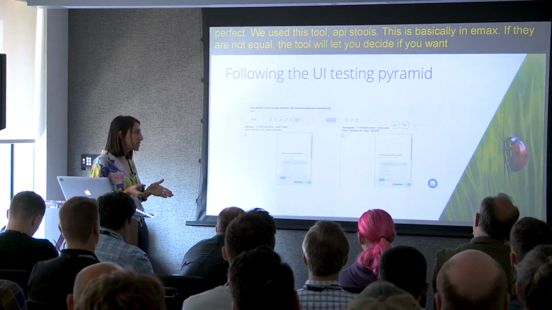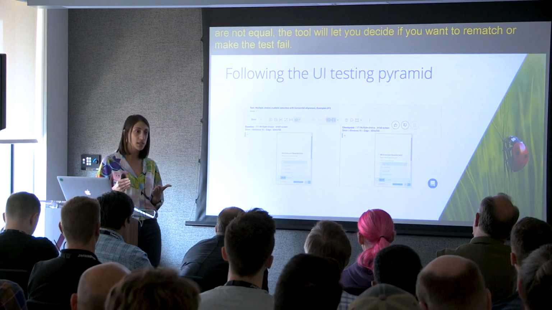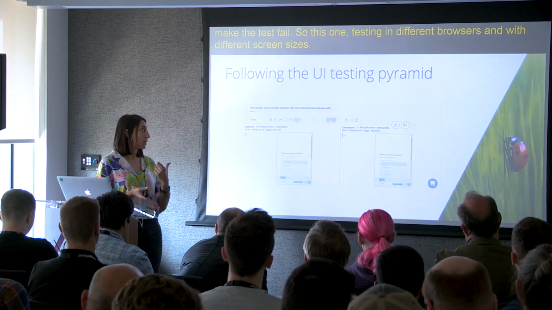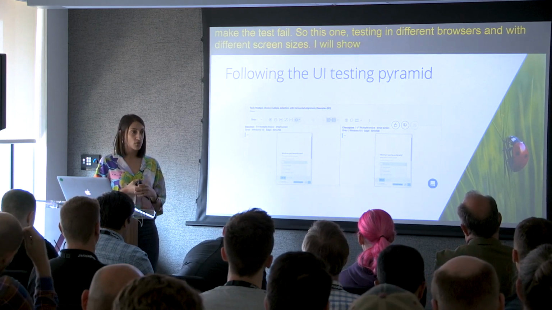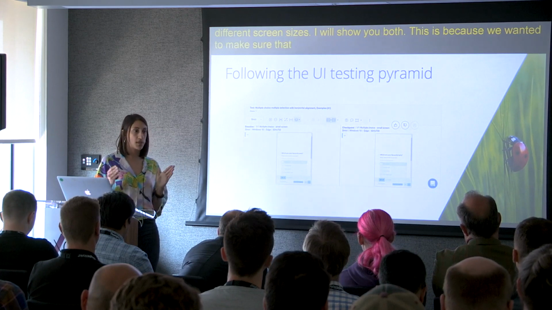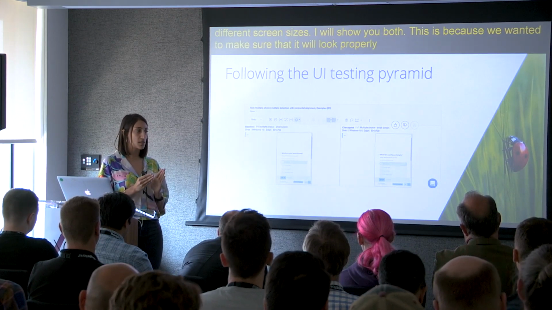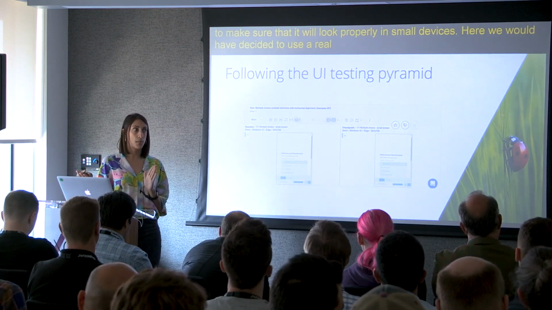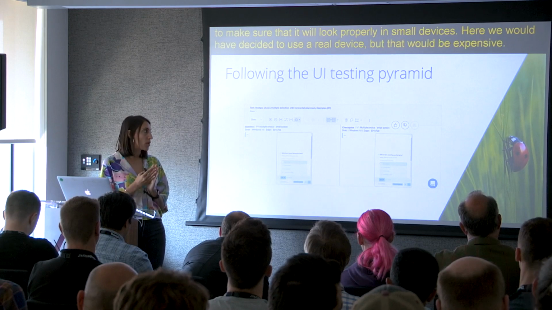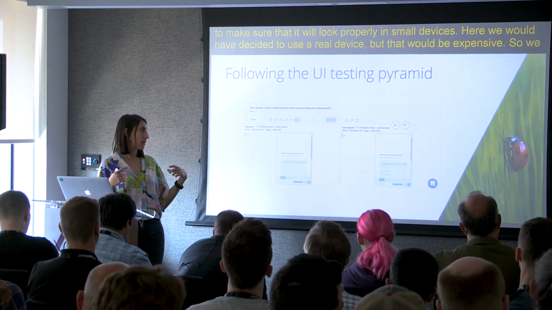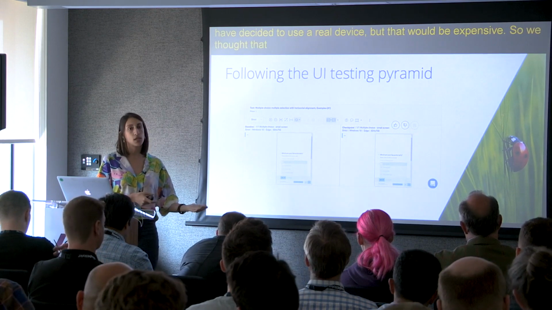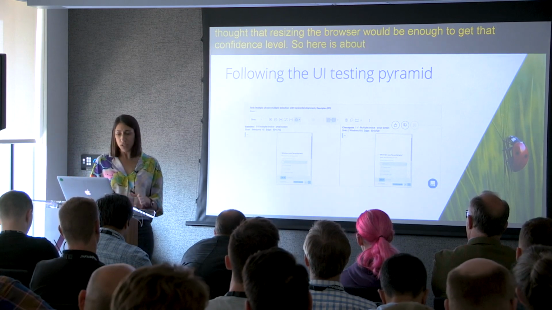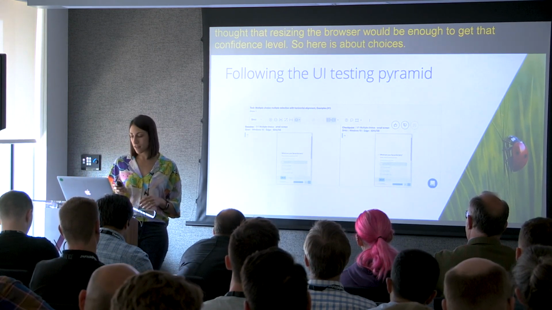So here, for visual testing, we also run visual tests in different browsers and with different screen sizes, actually viewport. And this was because we wanted to make sure that it will look properly in small devices. So here we could have decided to use a real device, but that would be expensive. So we thought that resizing the browser to simulate the viewport of a mobile would be enough to get that confidence level. So here it is about choices. So a lot of things about UI testing.